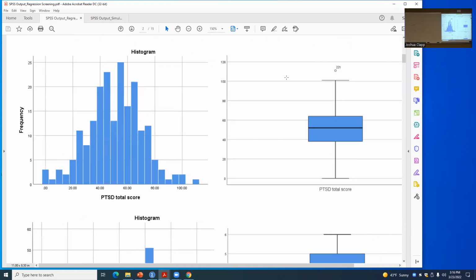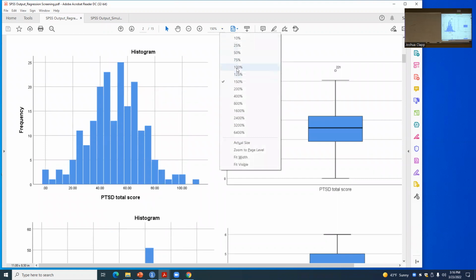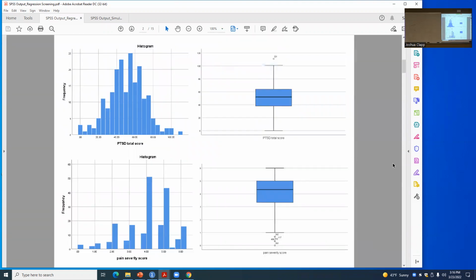and then we run our examine stuff to take a look at our distributions. PTSD, looking fantastic. This is nice and normal, right? Box plot, we've got one person hanging out there, but it's nice, it's symmetrical. That's about as nice of a figure as you're going to get with actual real data. So we're pretty happy with that.